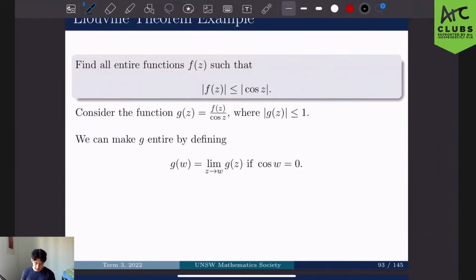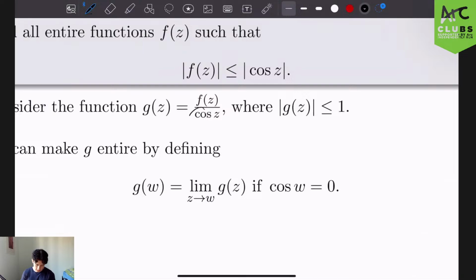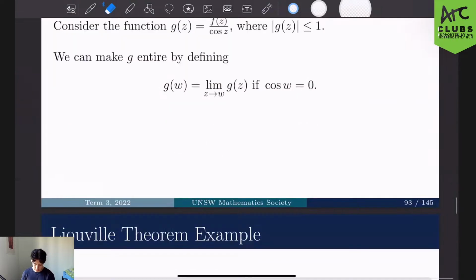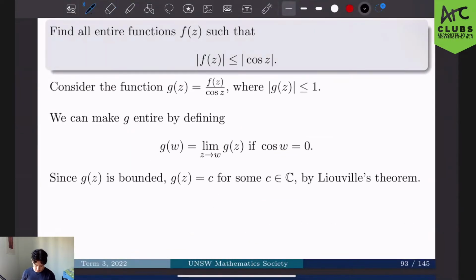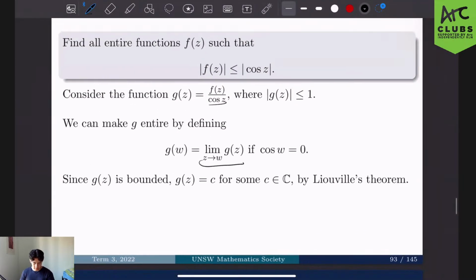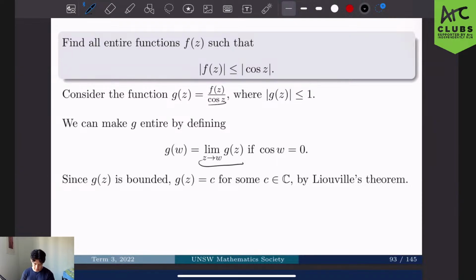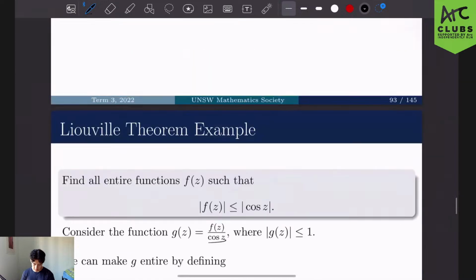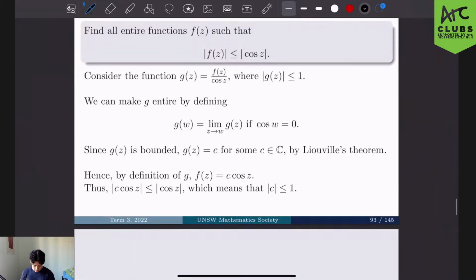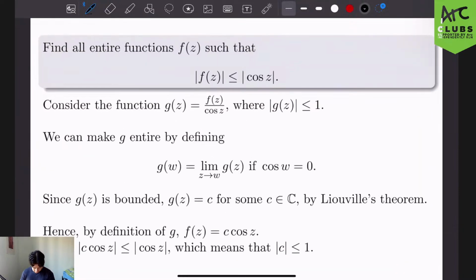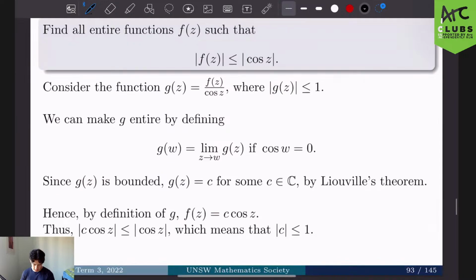We can make g entire by essentially removing, it's not entire unless we deal with this denominator equaling 0. So what we do is we'll just set a limit here if the cosine of this is equal to 0. And since g of z is bounded, g of z is equal to c for some c by Liouville's theorem. Hence, by definition of g, f of z is equal to c cosine z.